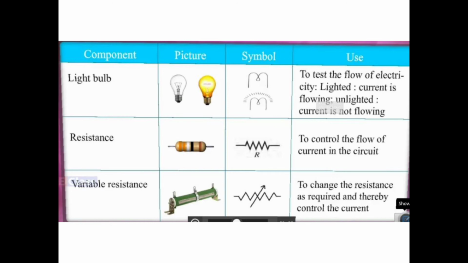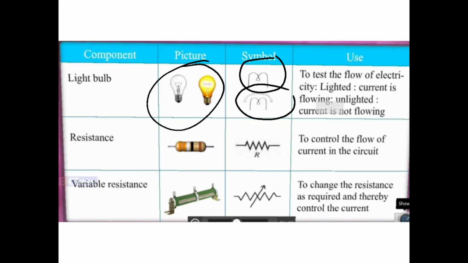the bulb. So we have the bulb when it is not glowing and we have the bulb when it is glowing. This is the picture of it, but we don't draw it. We simply write down just like an M symbol. So for the glowing bulb, this is the symbol, and when the bulb is not glowing, this is the symbol. Why do we draw the bulb? To check whether the current is flowing in the circuit or not. If the current is flowing, the bulb will glow, right? And when the bulb is not glowing, that means the current is not flowing.